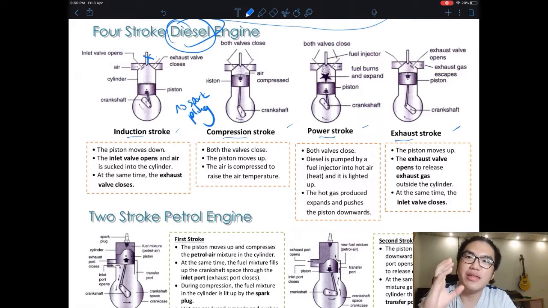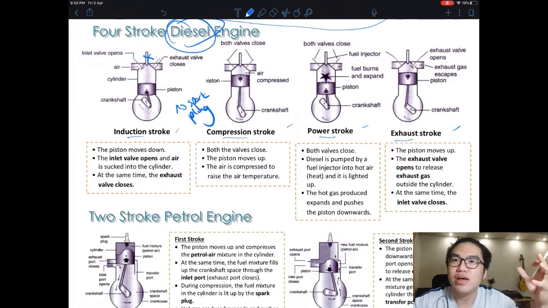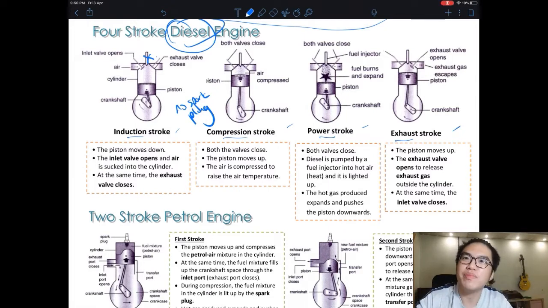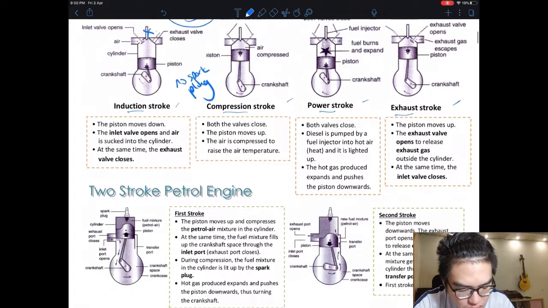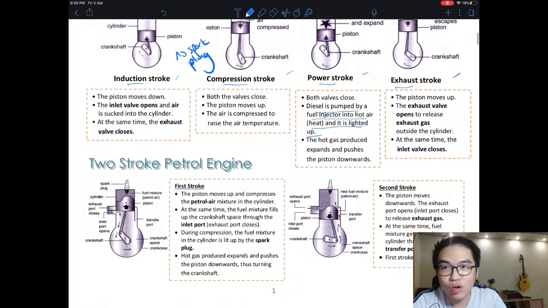That's why buses and lorries all use diesel, because they don't create very high speed like petrol, but they create a very powerful force to pull something. Lorries need to pull very heavy weight, that's why they use diesel. So same thing here: diesel is pumped by a fuel injector into hot air and it lights up by itself. There's no spark plug.